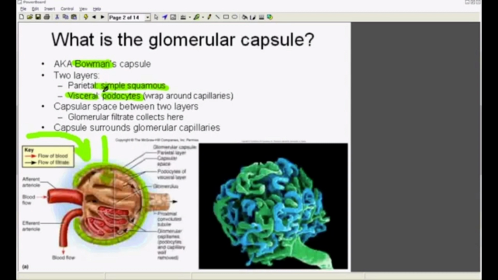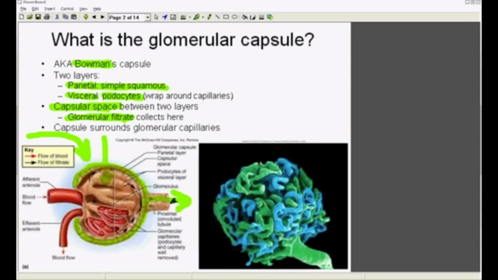Now, in between the outer parietal layer and the inner visceral layer is a space called the capsular space, and this is where the filtered fluid that's being squeezed out of the capillaries is captured. The fluid, what's called the glomerular filtrate, that's filtered out, gets captured in this capsular space, and then it gets fed into the renal tubule here.